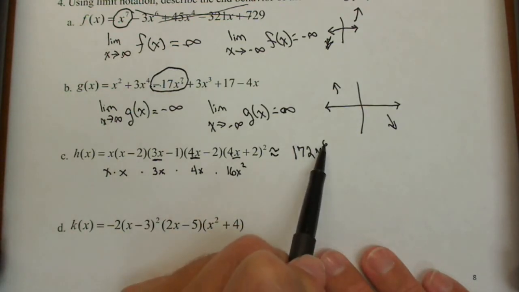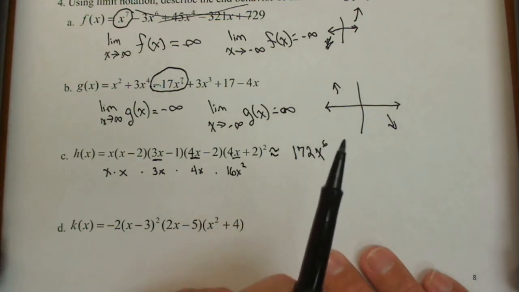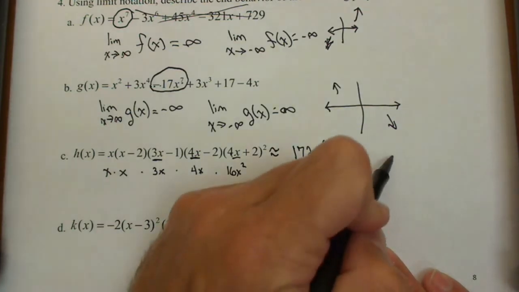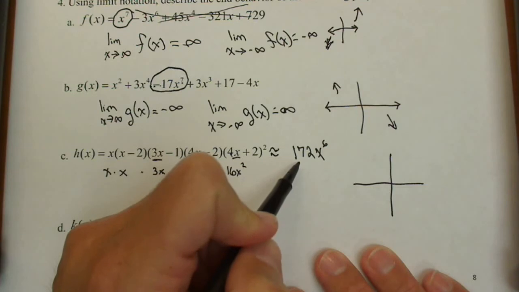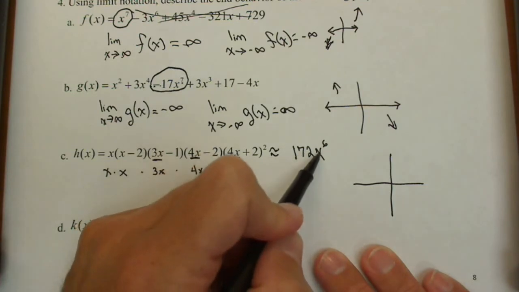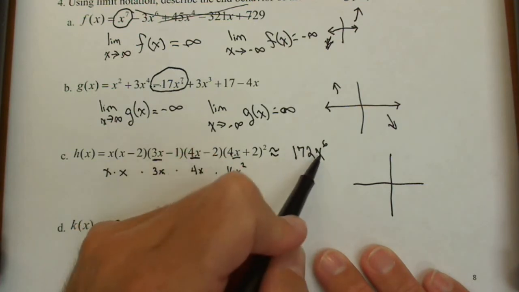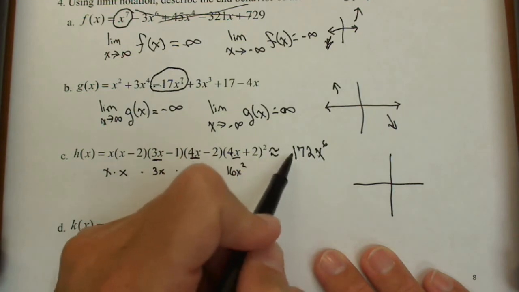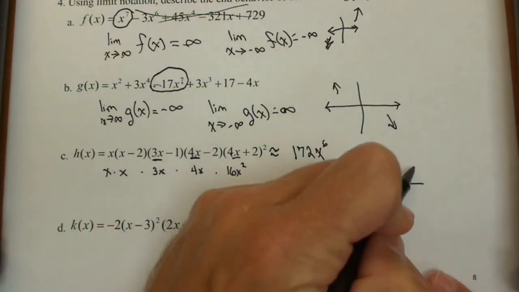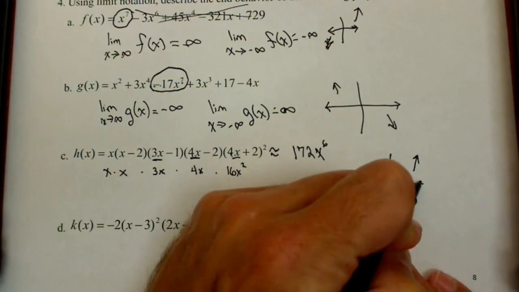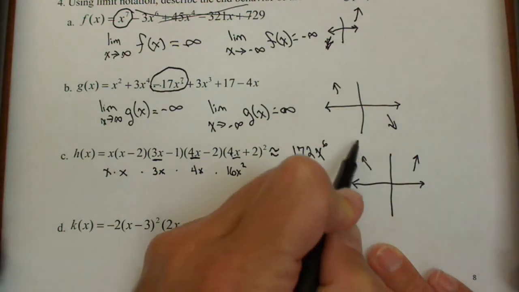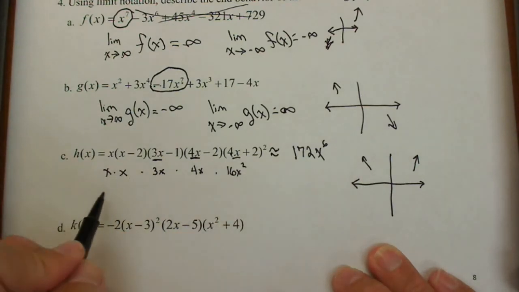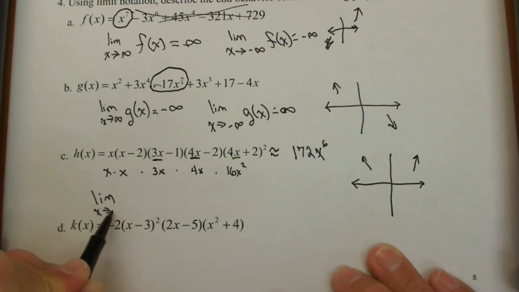Now, this is the first one we've had with an even degree. If the degree is even, both ends go the same direction. Because this is positive, they both have to go up to positive infinity, because if I put in 1,000, it's going to be a huge positive number. If I put negative 1,000, it's going to be a huge positive number. So both ends, as x goes to positive infinity, y's will go to positive infinity. As x goes to negative infinity, y's will also still go to positive infinity. So in even degree, they automatically have to go the same direction.